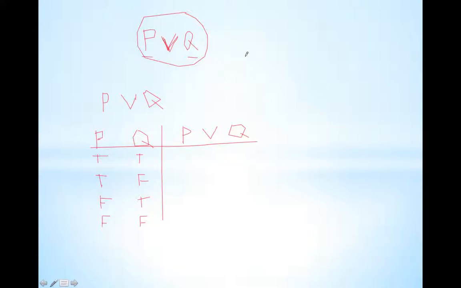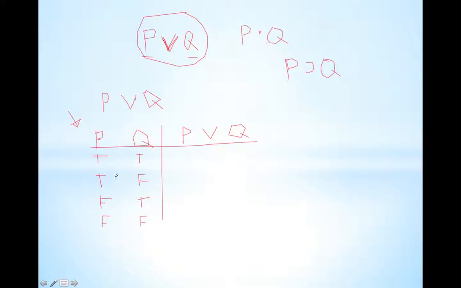So if you have a P and Q, whether it's P or Q, P and Q, or if P then Q, for any of these basic ones that we are going to look at in Chapter 8, for any of these compound statements, we would have the left side looking just like this, okay? Where I've got the P and the Q.